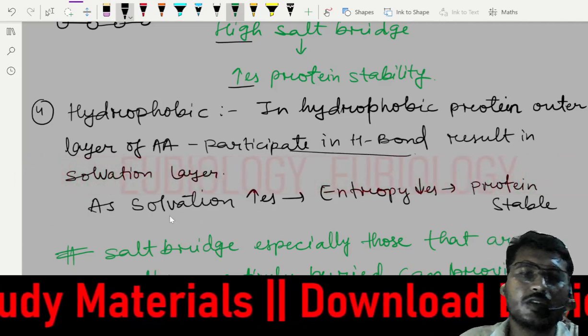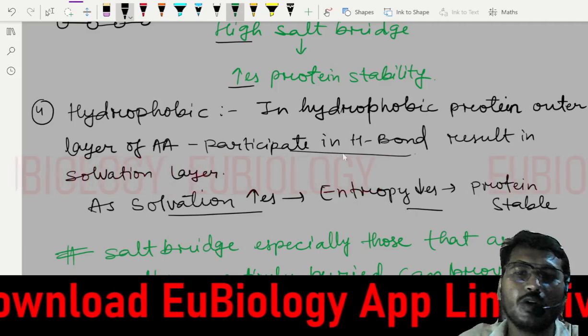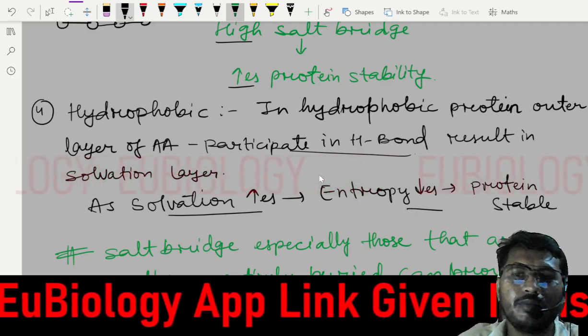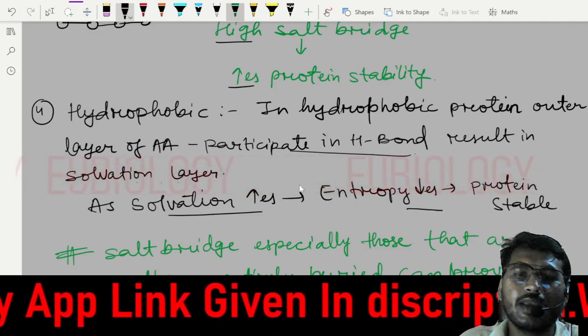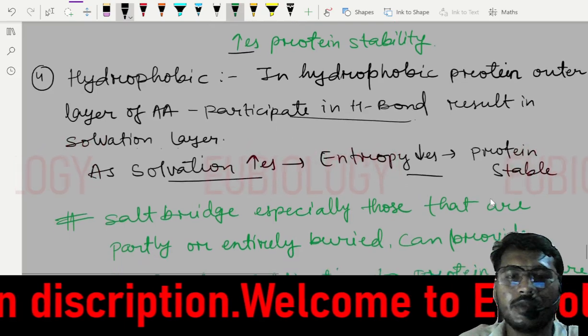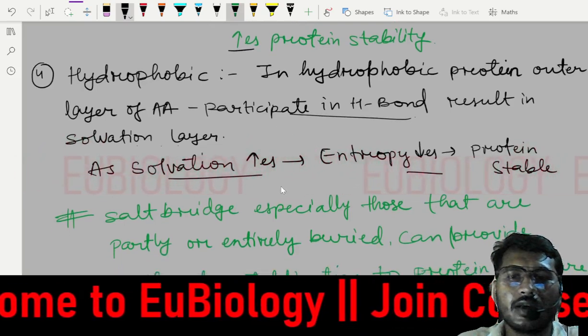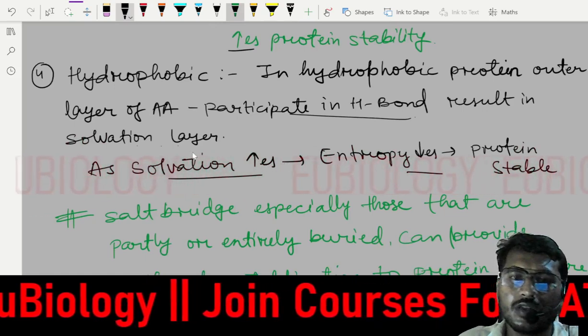The outer layer of amino acids participates in the hydrogen bond. But if you see, when solvation is increasing, the entropy will decrease. So more partial hydrogen bonds will result in the solvation layer, and this solvation layer decreases the entropy, and finally the protein will be stable. Easy only, it's not confusing, I think. More hydrogen bonds will be there, solvation will be there.